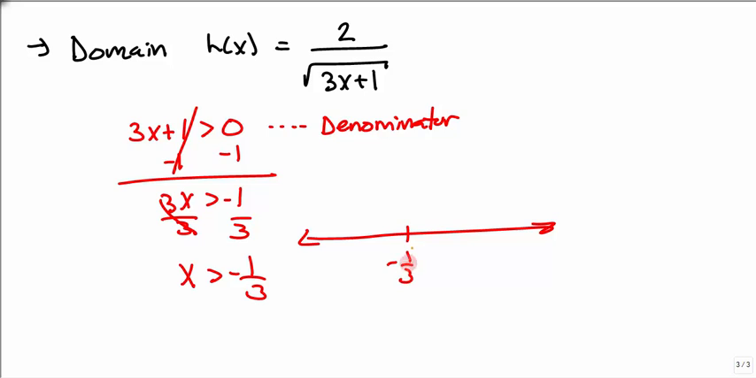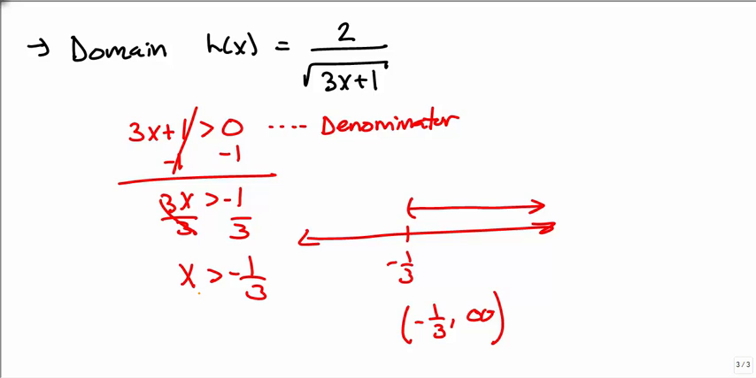So here's -1/3. Now greater than is a hollow point or a parenthesis, not a bracket or a filled point. Greater than moves toward the right. So my solution for the domain in interval notation would be parenthesis -1/3 off toward infinity, parenthesis of course. So let's go ahead and graph this one.